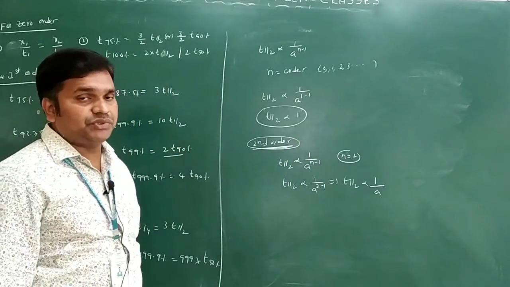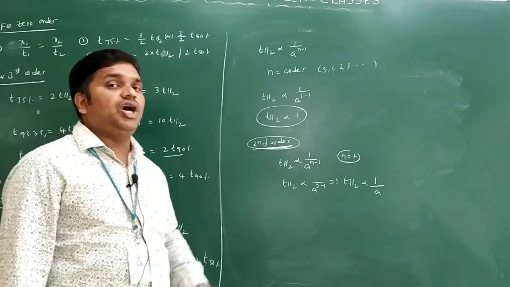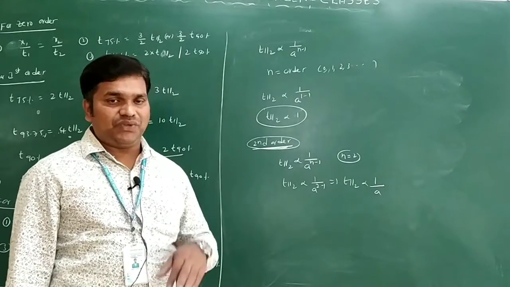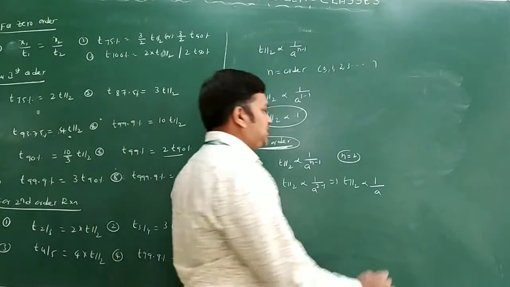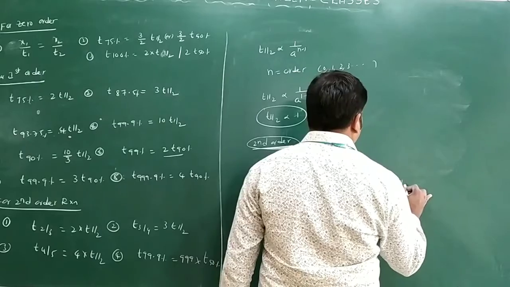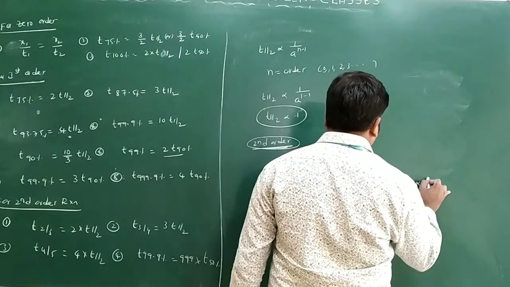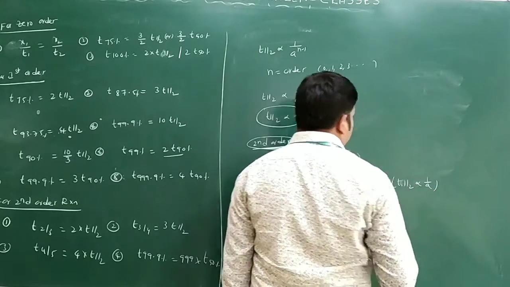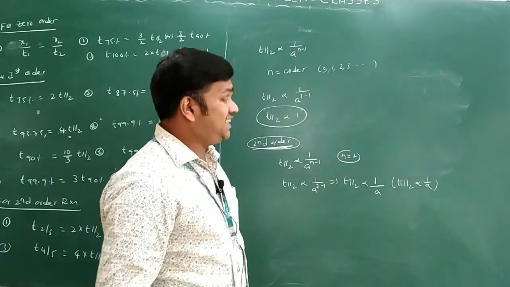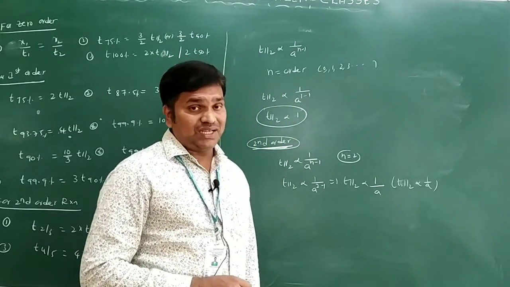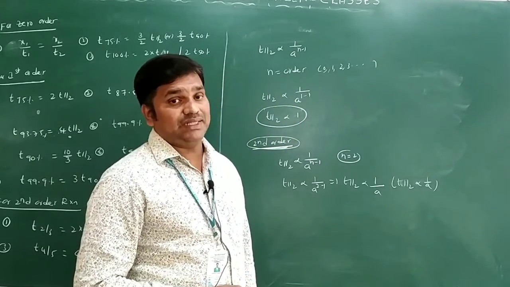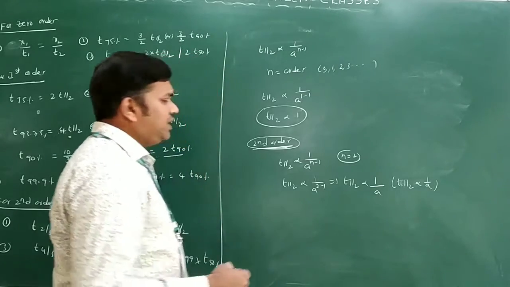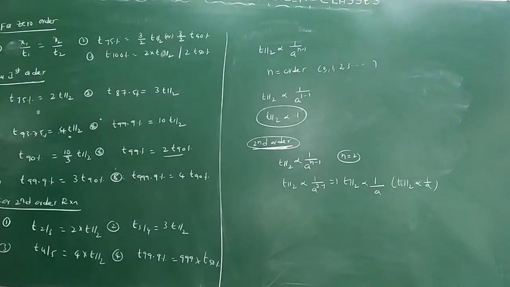Both are inversely proportional. Means what here? T half increases, a decreases. If a is decreased, T half increases. Okay, means what here? T half increases, a decreases. If a decreases, T half is what? Increases. Clear?